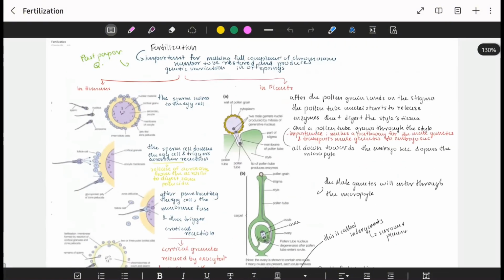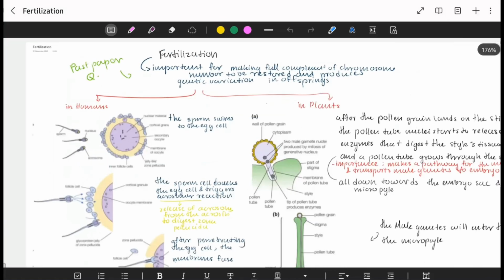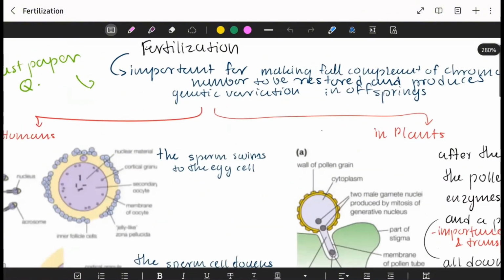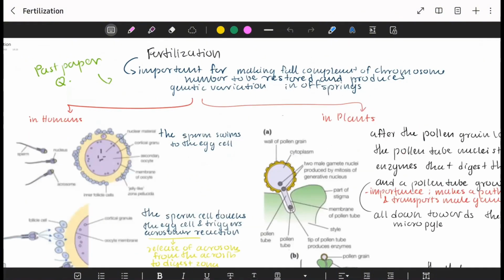So fertilization, we know it restores the full complement of the chromosome number, and we know it needs to be restored. Fertilization will produce genetic variation, because two cells are fusing, so both sets of characteristics are fusing. So yeah, it has variation, and we know why it has variation. The meiosis part also.